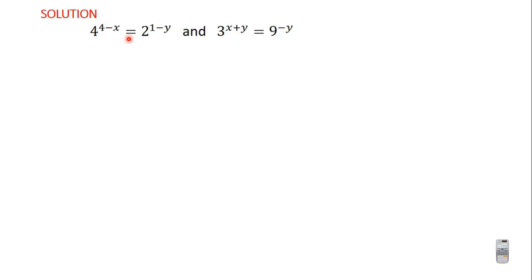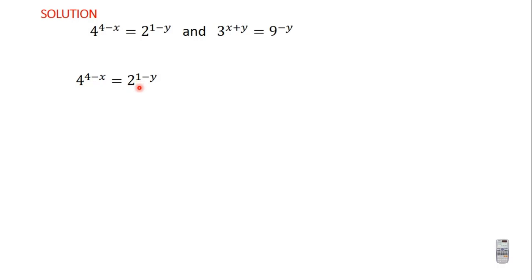So let's start with the first one. 4 exponent 4 minus x is equal to 2 exponent 1 minus y. The base on the left hand side is 4. The base on the right hand side is 2. We can express 4 in index form such that it has a base of 2, because we know that 2 raised to the power 2 is the same as 4. When we do that, the base on the left hand side will be 2.